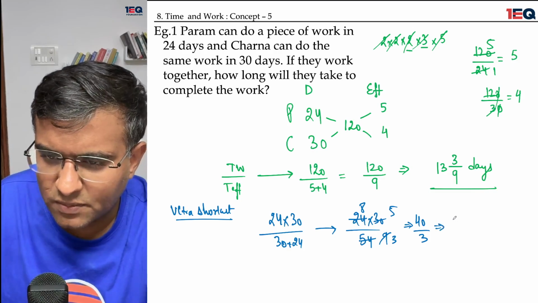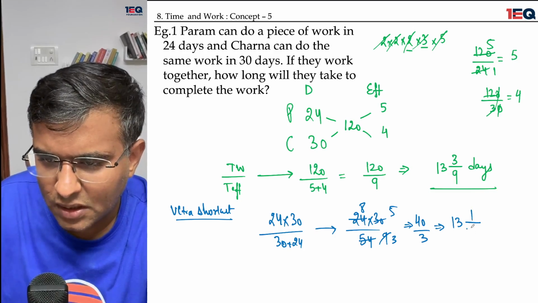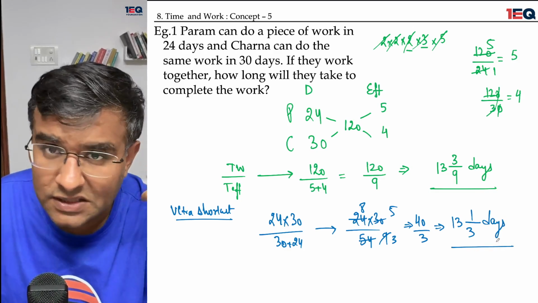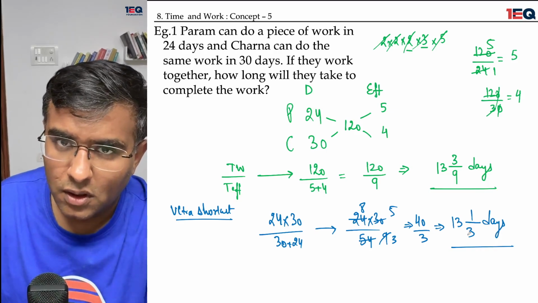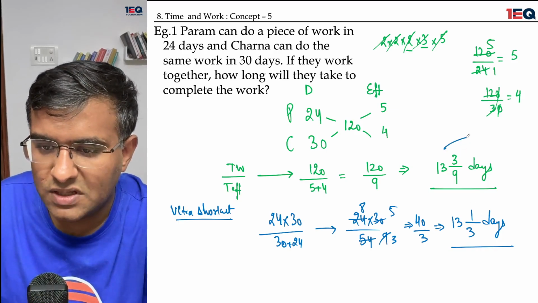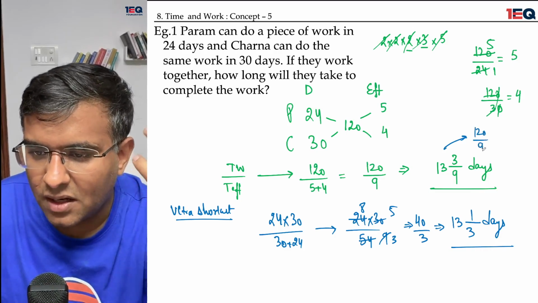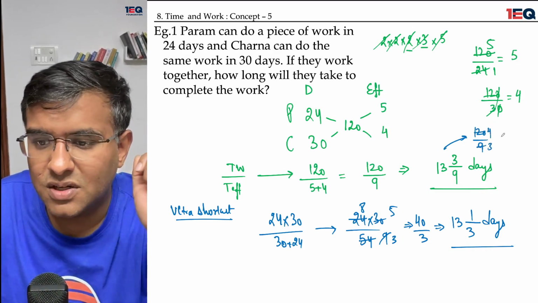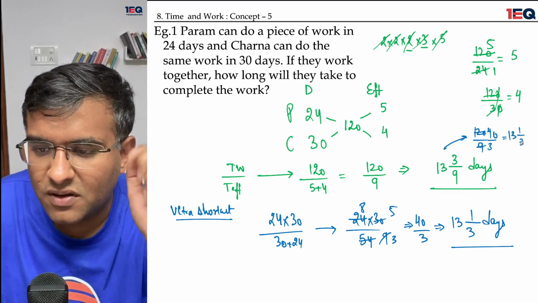which also gives me 13, 13 threes are 39, 13 1 by 3 days. Now you'll ask me, sir, you've done it wrong. But the reality is both these values are same. What I did here was 120 by 9 could have been cut off once. 3 threes are 9, 3 fours are 12. So 40 upon 3, 13 1 by 3 could have come here as well.